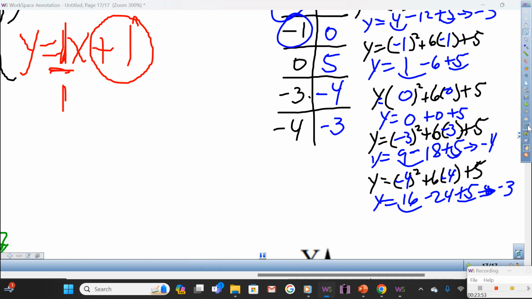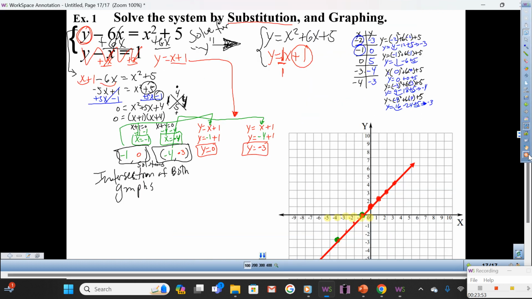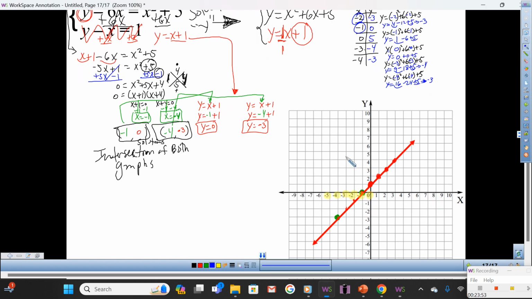Let's see what it looks like. Let me zoom out. Negative 2, negative 3. Negative 1, 0. 0, 5. Negative 3, negative 4. And negative 4, negative 3. Let's connect those points from left to right.